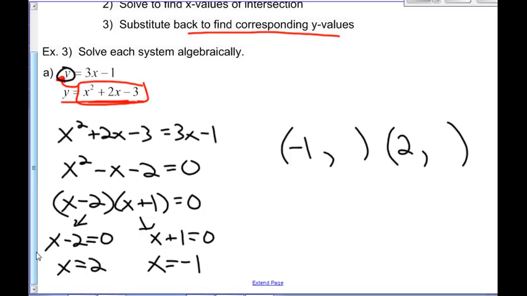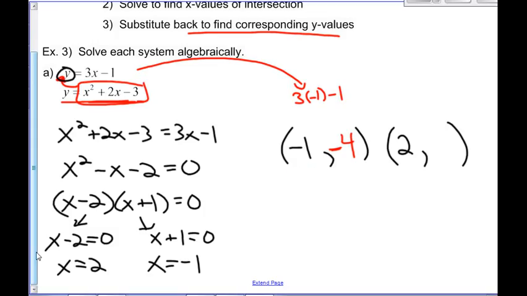But the question is, what are the y values? And the most common mistake that people will do is they'll call that 2, negative 1 a point. It's not a point. They're both x values, and they correspond each to a point. To find the y value, I just need to sub -1, in this case, back into one of these functions. And you might as well do it in the easiest one to work with, the linear one. So this will be 3 times -1 minus 1. Oh, that gives me a y-coordinate of -4.